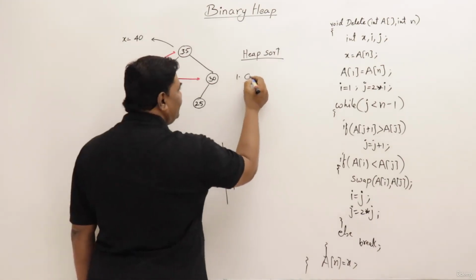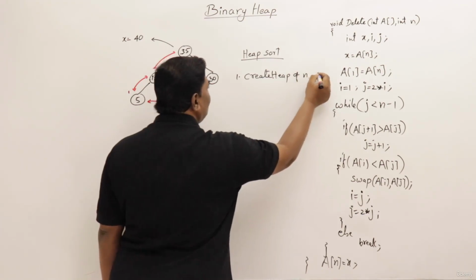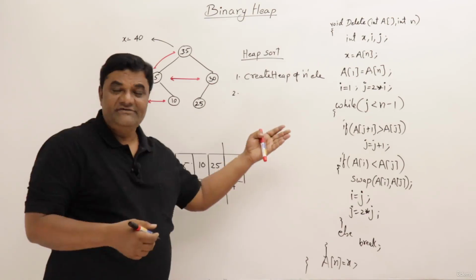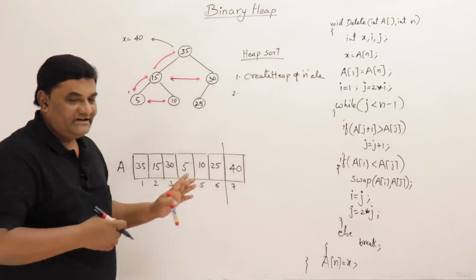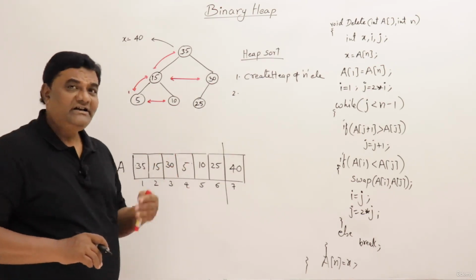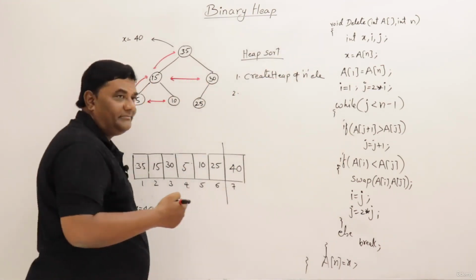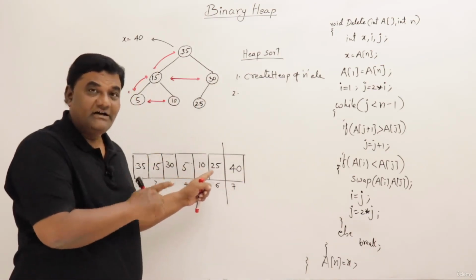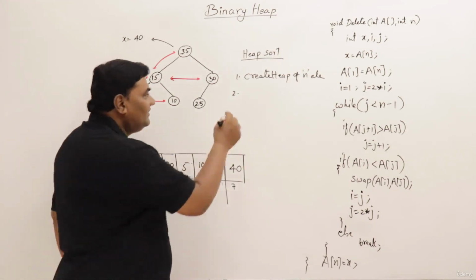Heap sort, first step, create heap of n elements. First create the heap. Already in the previous video we have seen how to create a heap by inserting elements one by one. Elements are in the array only. Same array, the elements will be inserted. How to create a heap we saw. Create a heap. Then after that, go on deleting the elements from the heap one by one. And start copying the elements at the free spaces which we are obtaining after deletion. Copy the element at free space. So delete and copy. That's all.